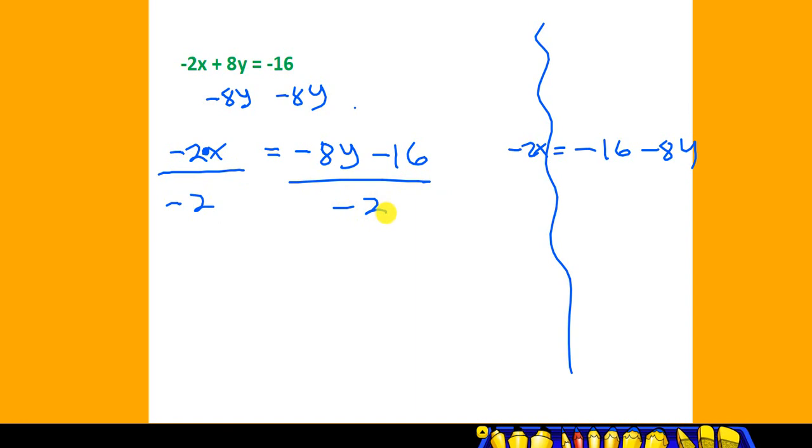If this is your work, that's fine. Divide by negative 2, divide by negative 2. Okay? And then we check. Let's see if we can simplify further. Okay? This is x. How do I check?